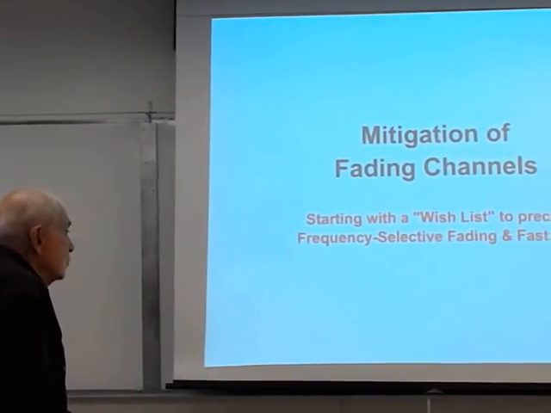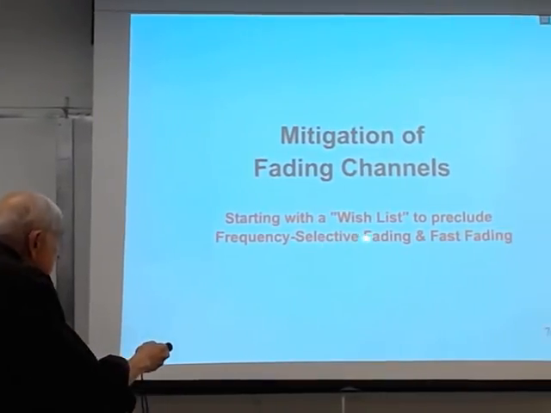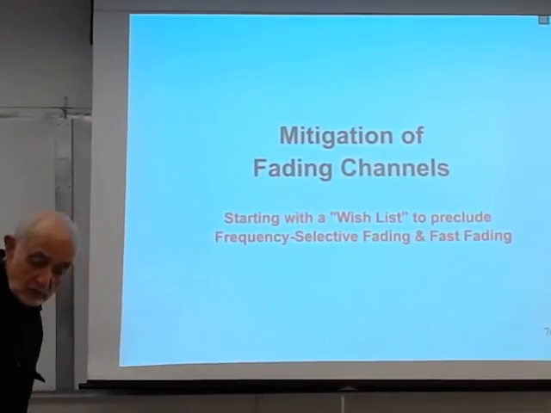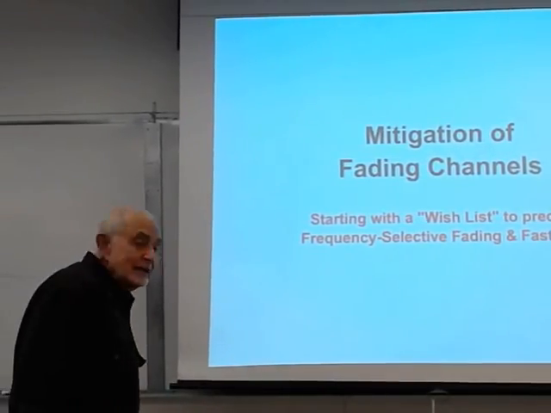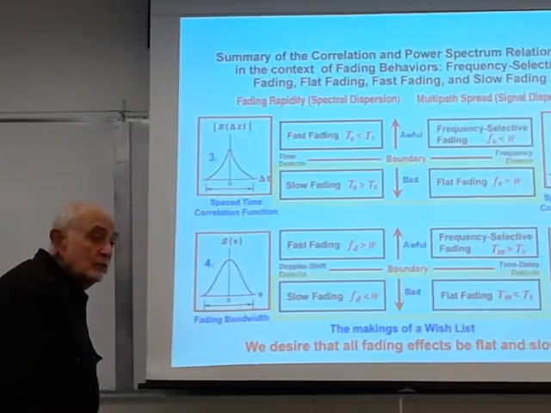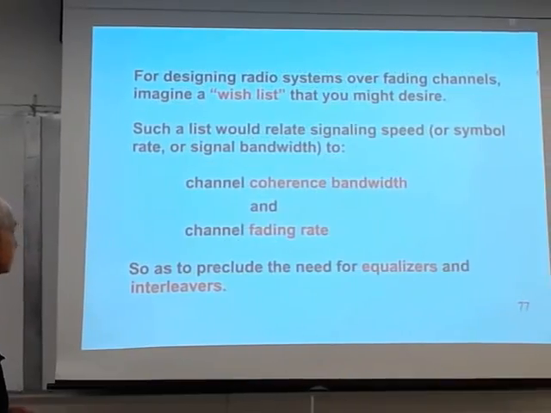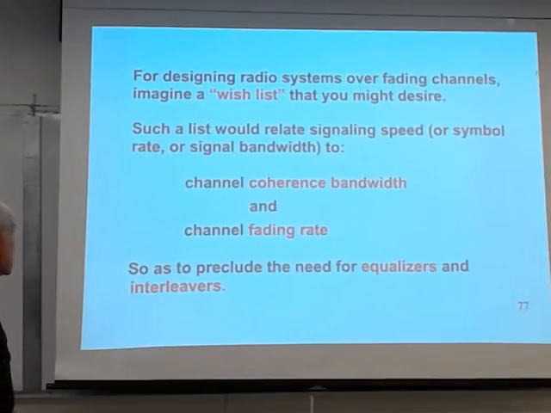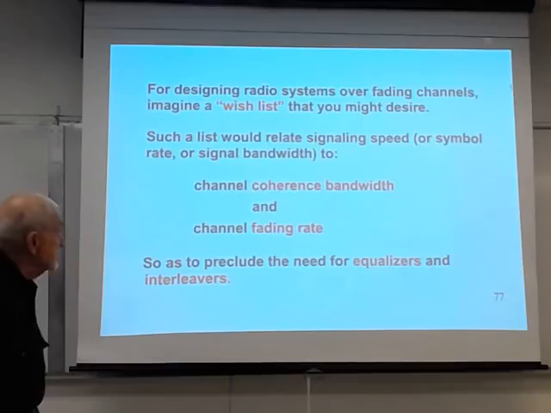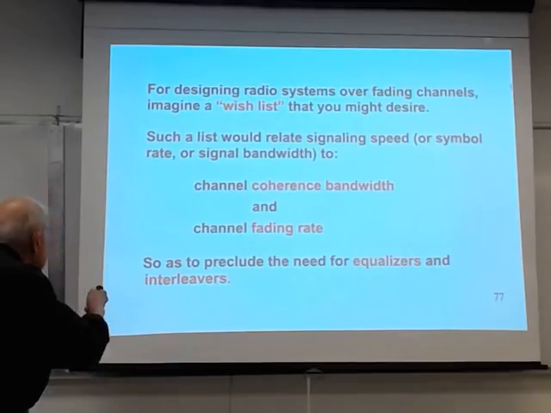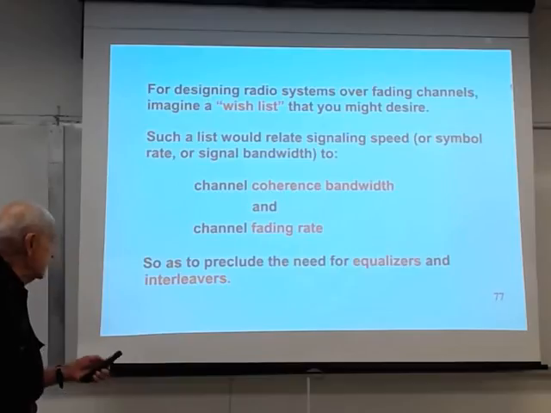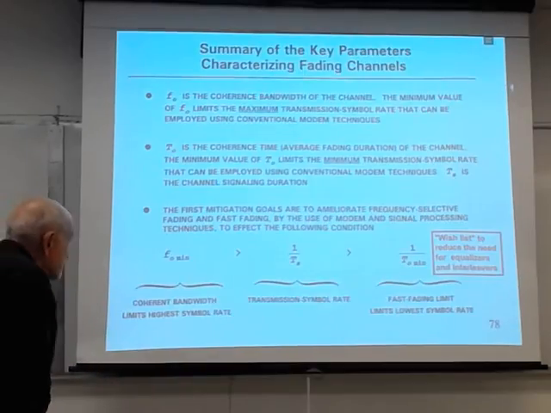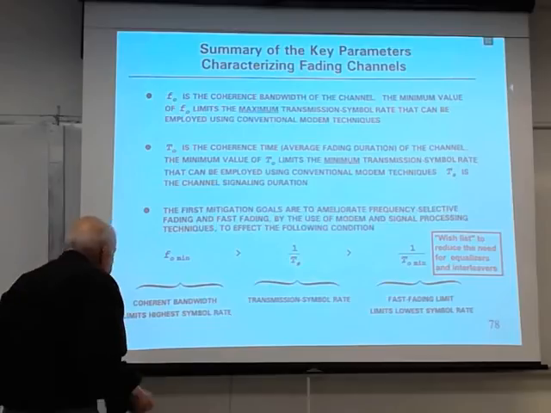So starting with a wish list to preclude frequency selective fading, that's what the wish list is going to do. Remember, we said we wish to begin by having flat fading and slow fading. And then we'll take it from there. Our wish list relates signaling speed, or signal rate, or bandwidth, to the channel coherence bandwidth and the channel fading rate, so as to preclude the need for equalizers and interleavers. That's just a going-in position. Here is our wish list.